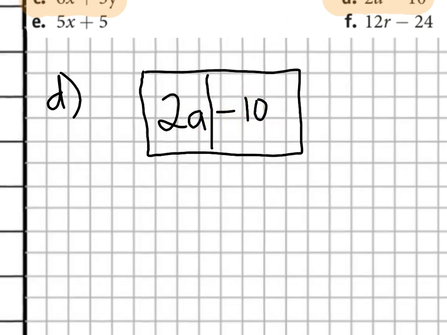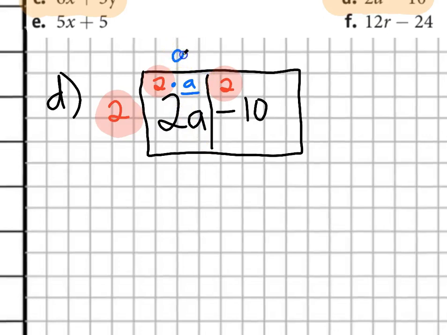Okay. Now I'm going to think of a number that 10 and 2 can both be divided by. What common factor does 2 and 10 have in common? They can both be divided by 2. Now because those numbers are the same, my greatest common factor goes here. So my greatest common factor to the outside, that's a 2. And whatever I need to multiply to get that 2a, 2 times something will give me 2a. That something is going to be an a.